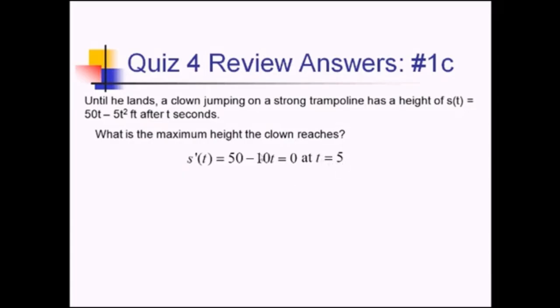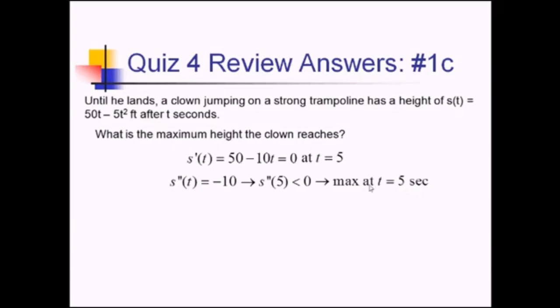Another way to do it would be with the second derivative. So S double prime is just going to be negative 10. And since the second derivative at 5 is negative, I mean it's negative everywhere because it's a constant, that tells us by the second derivative test that this is going to be a max.